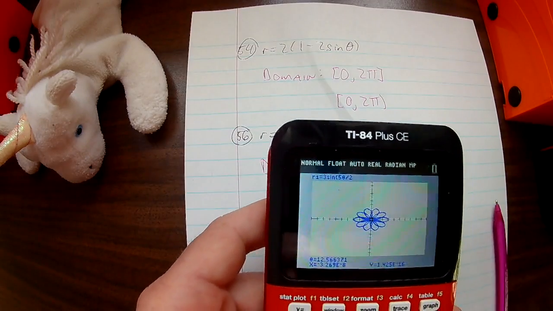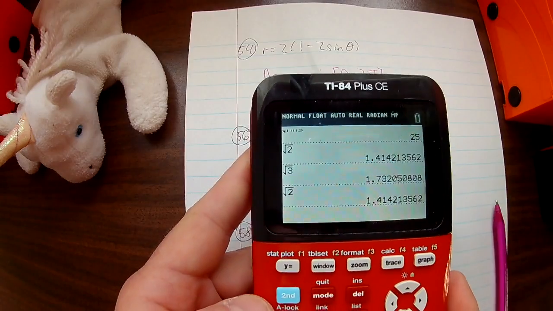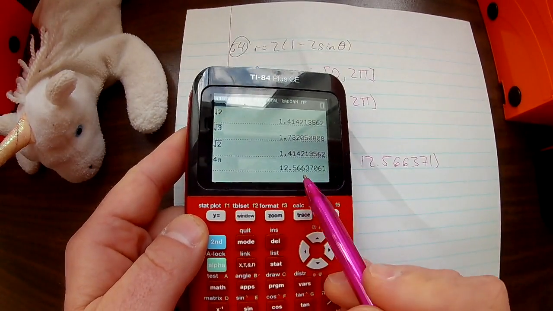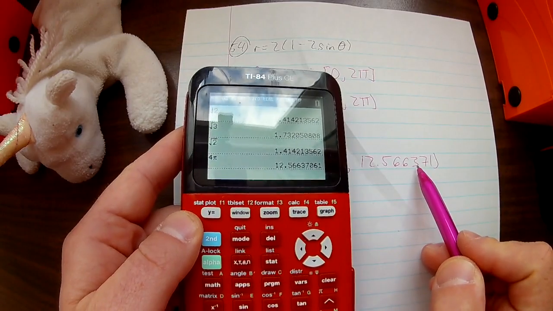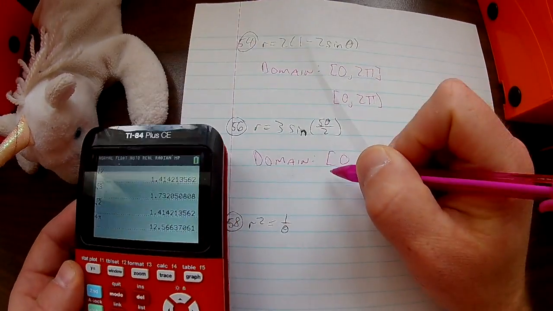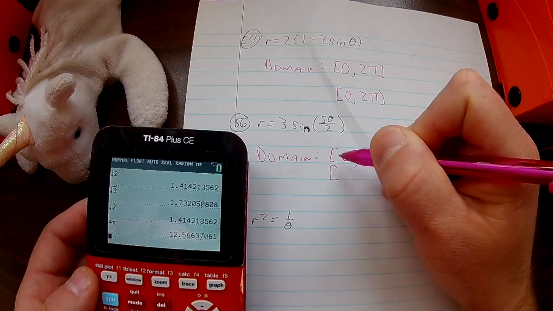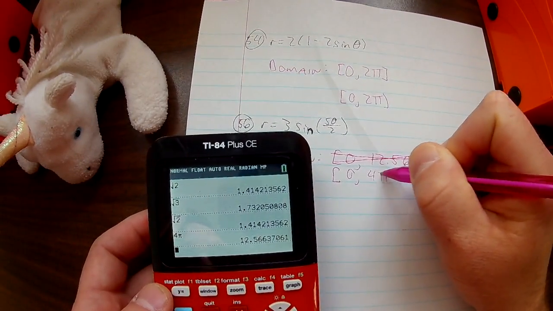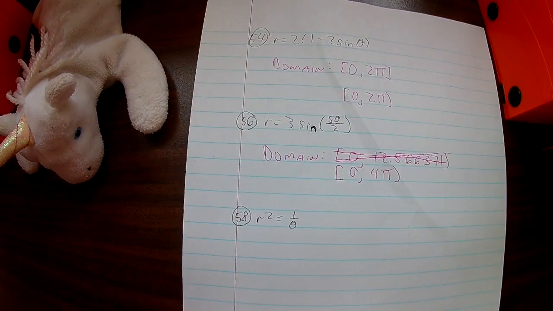So here, I just did a little bit of experimenting. I hit 4 pi. Notice how 4 pi is almost exactly the same thing as this. Yeah. The real domain, if we want to be accurate, goes from 0 to 4 pi. Right?